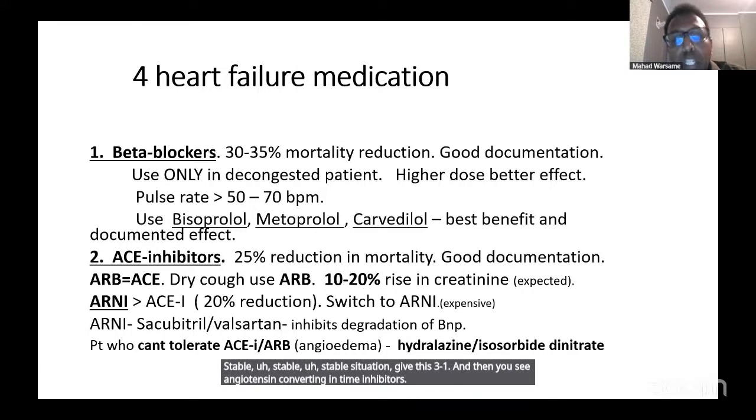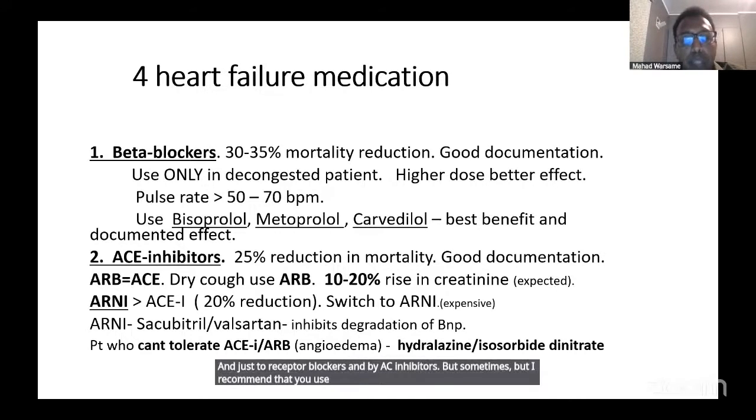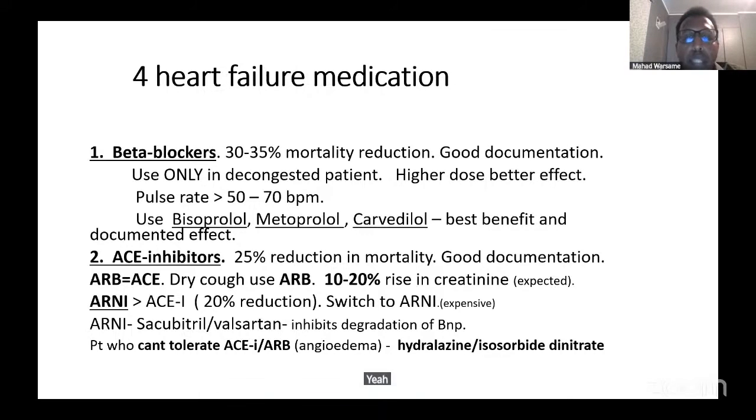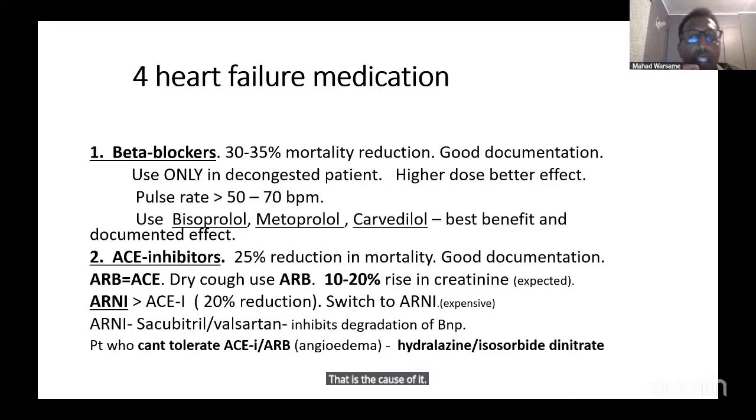And then you see angiotensin converting enzyme inhibitors. There's also good documentation. It reduces mortality by 25%. So it doesn't matter if you use angiotensin receptor blockers or ACE inhibitors. But I recommend that you use ACE inhibitors because most of the studies were done on ACE inhibitors. But some of the patients develop a cough. If your patient is coughing and you see he's on enalapril or ramipril, an ACE inhibitor, then that is the cause of it.